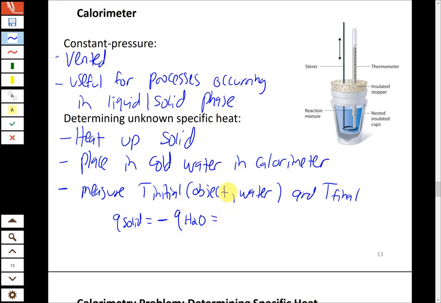And then what you can say is, using mC delta T on both sides, the heat for the water is the mass times C times delta T, and it's the same for the solid. I'm all over the place, sorry.